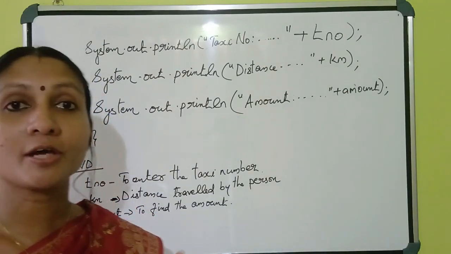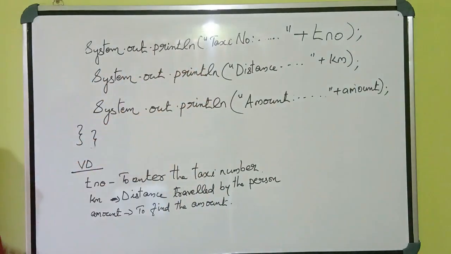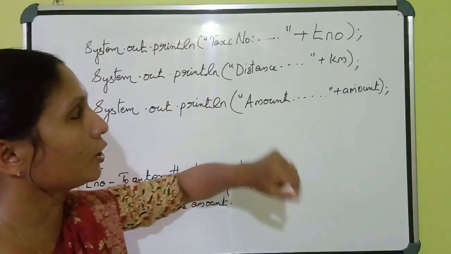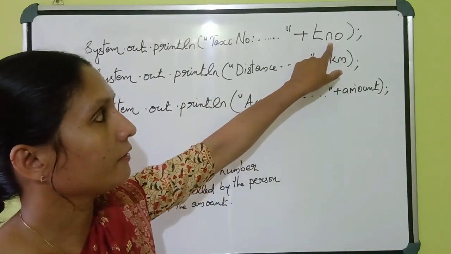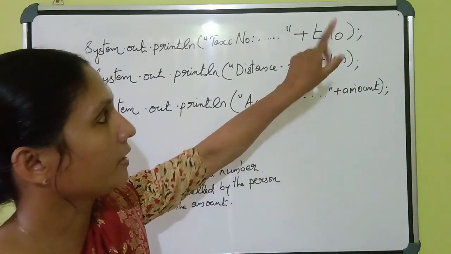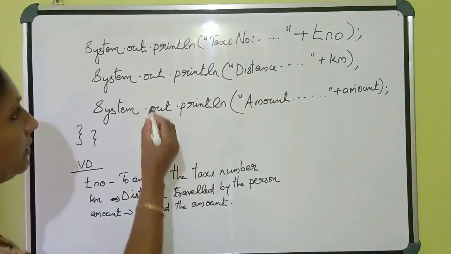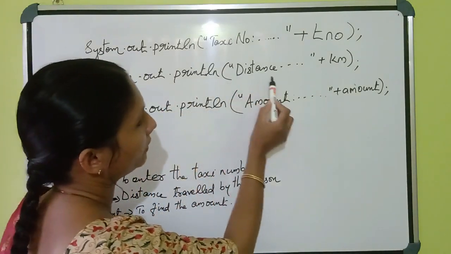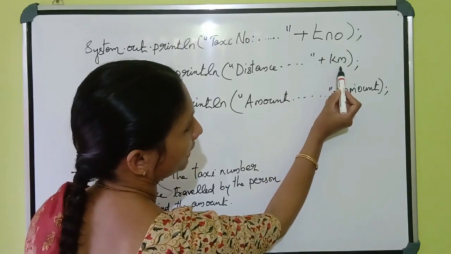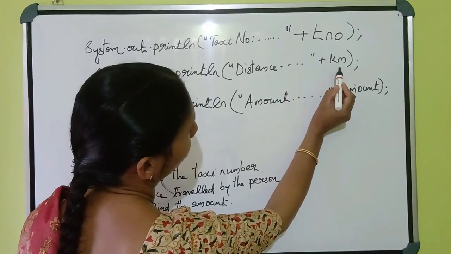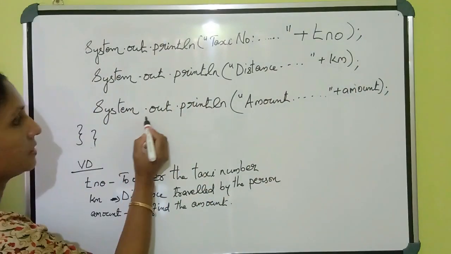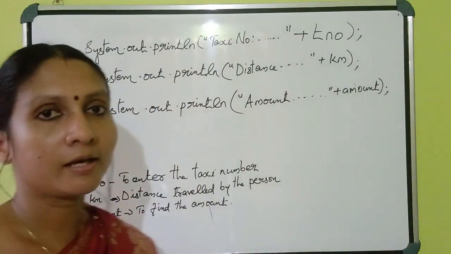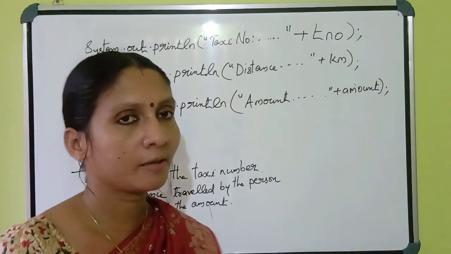How can you print the values? Using the system.out.println statement. See the format, taxi number with this line, then close the inverted comma, plus give the variable name. Here we had given TNO for the taxi number. I will give here, then close the bracket, semicolon. The next statement, distance. For the distance we are giving like this, system.out.println with the double inverted comma, distance, then plus km. This variable is used to enter the distance. We can give the kilometer like this. System.out.println amount. In that amount variable, we stored that amount. Like this way we can print the values.